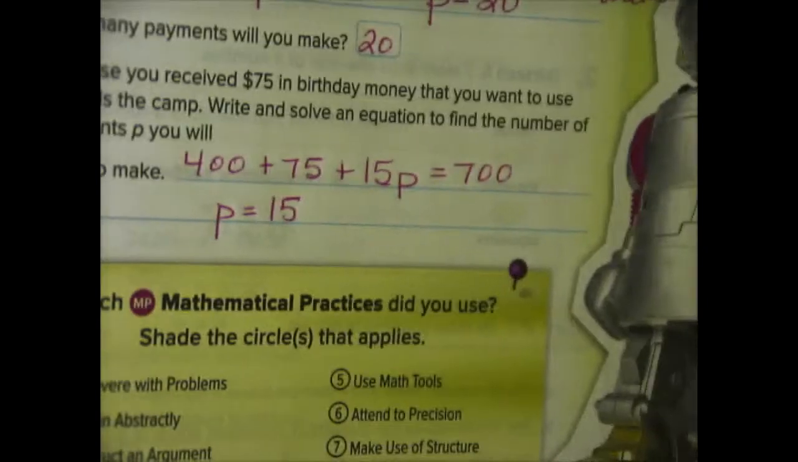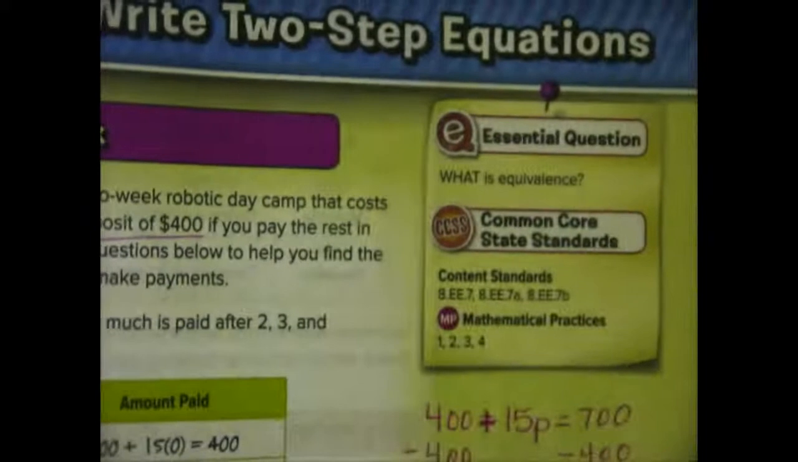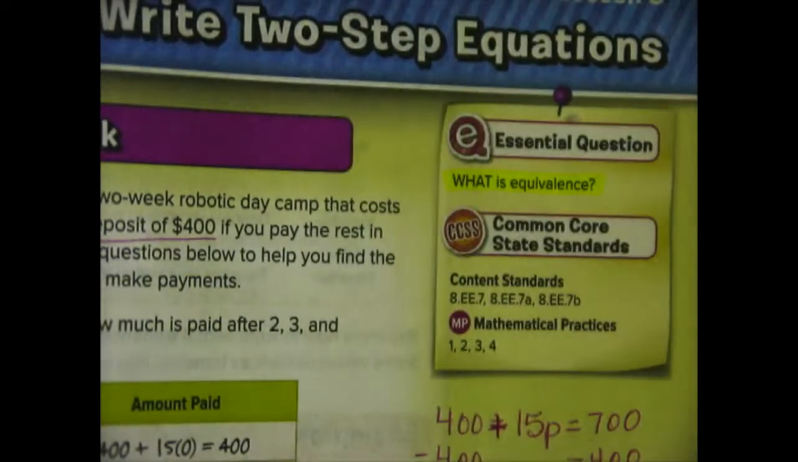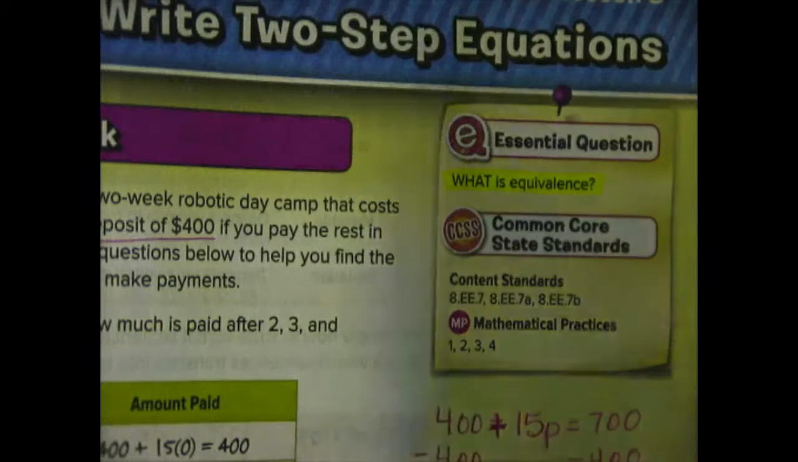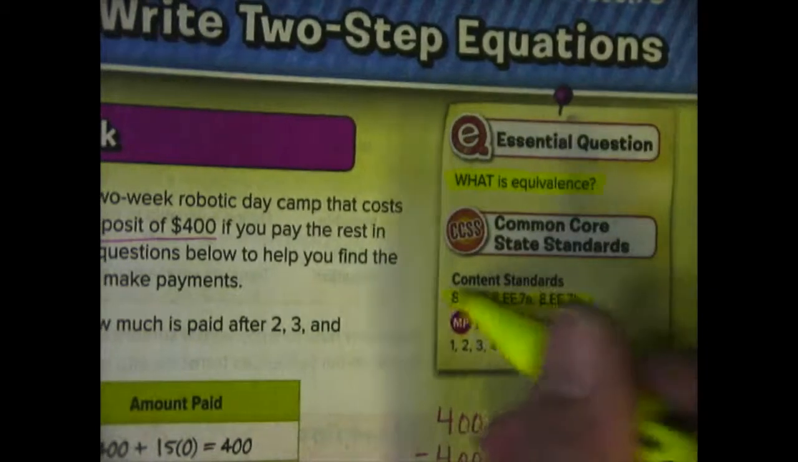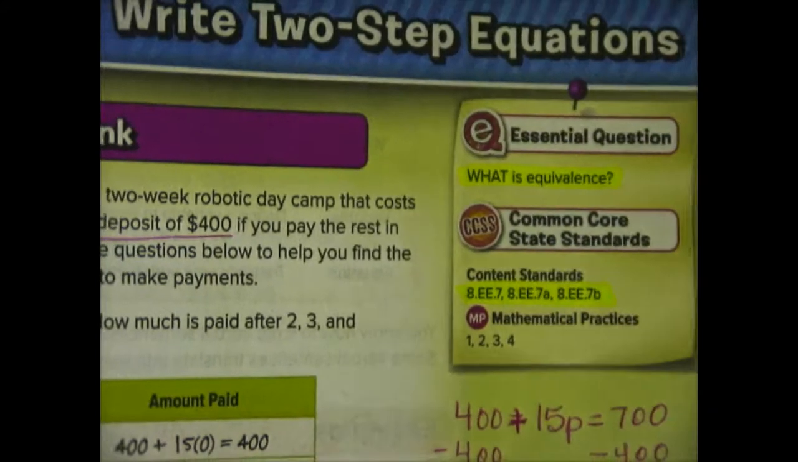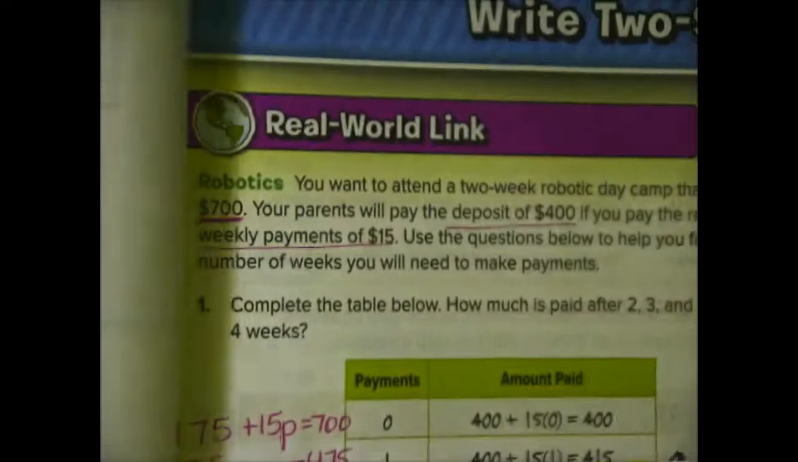Let's go ahead and use our highlighters and let's highlight our essential question. It's the same as it has been for this chapter. What is equivalence? So we're talking about equations, meaning that each side of the equation is equivalent. What is equivalence? And here are our 3 content standards. No new vocabulary today. Let's go ahead and turn to page 130.